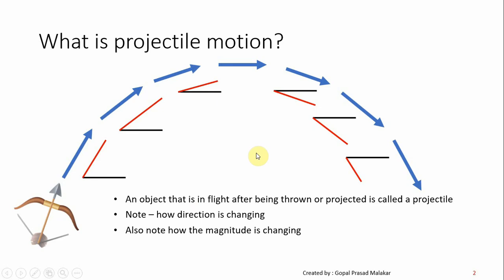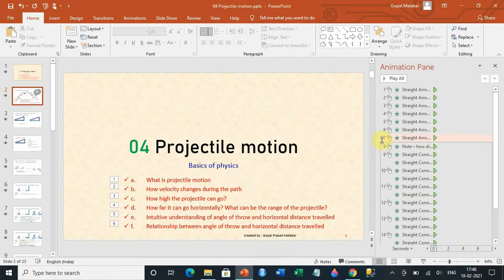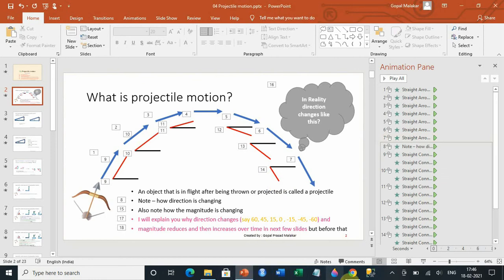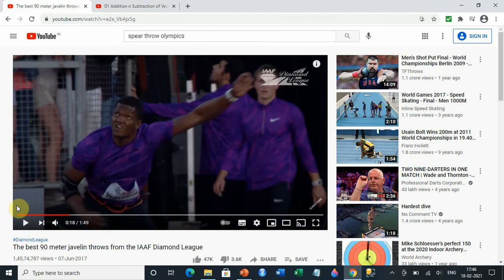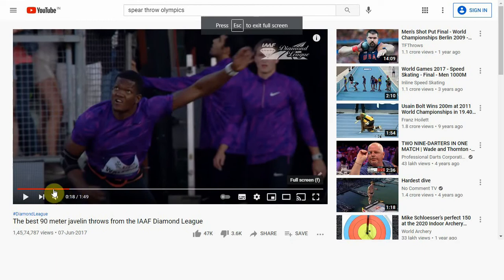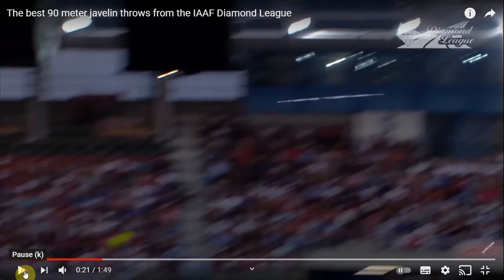But before that, do you really believe that when you throw an arrow, it actually behaves this way? Let me prove it to you, because the best thing would be that you see it on your own. So let me actually show you in the Olympics what happens when a javelin is thrown. So here I'm going to show you from 18 seconds. Let me just make it full screen and let me show it to you.